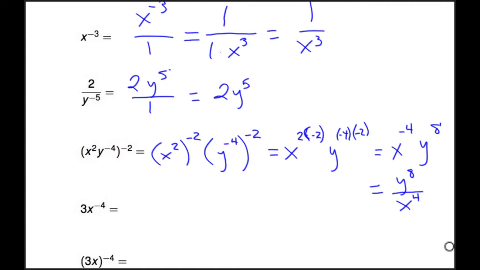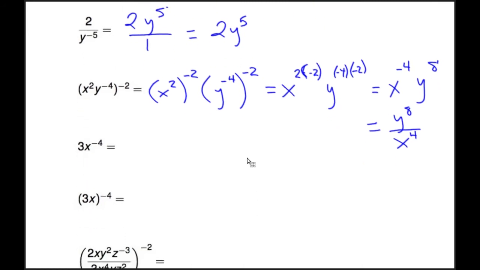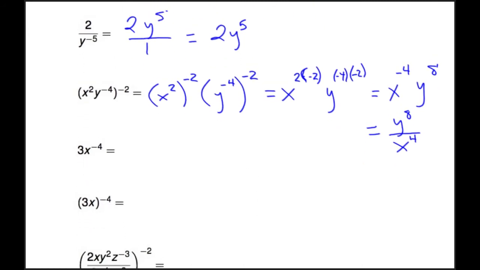Okay. Now let's talk about the importance of parentheses. So this is something I mentioned earlier in a different video, but it bears repeating. So 3x to the negative 4th. This is not the same as 3x all to the negative 4th. Okay, these parentheses mean that everything in here is being raised to the negative 4th. So here when you don't have the parentheses, that means the 3 is not being raised to the negative 4th, only the x is being raised to the negative 4th.